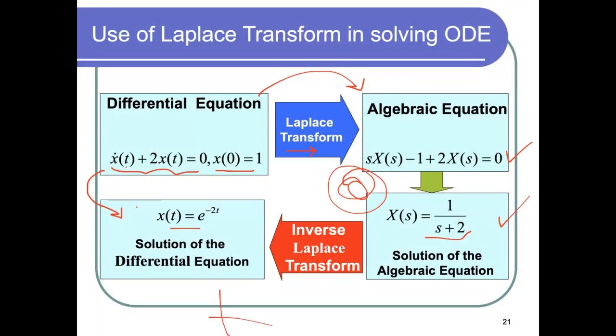In this case, it will look something like this, because when t goes to infinity, this will go to 0. When t is 0, this is 1, and then it will decay. Something like that.